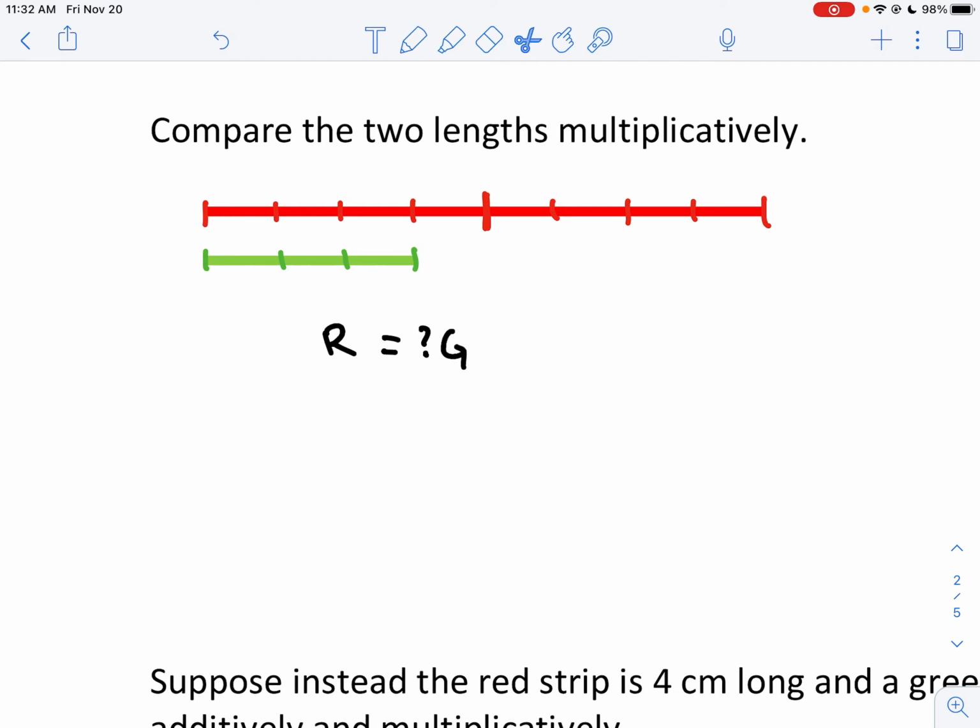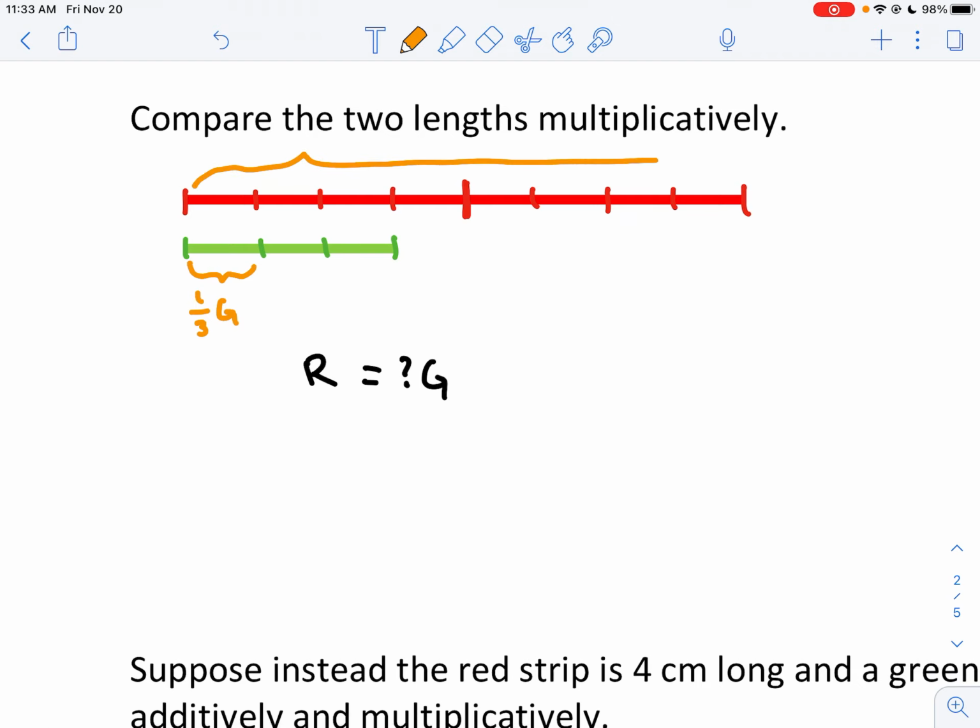There's a variety of ways we can do this. So we start with the green. The green is now my new unit. So that's 1G, if you will. We're going to partition down to 1/3 of G. So this is 1/3 of G, and then we can see that the red will be 8 of those. I didn't quite give myself enough space, but the red is 8/3 of G. So we know that the red is 8/3 of G. We start with G, we do 1/3 of it, and then we do 8 copies of that third, and that takes us to the length of the red.